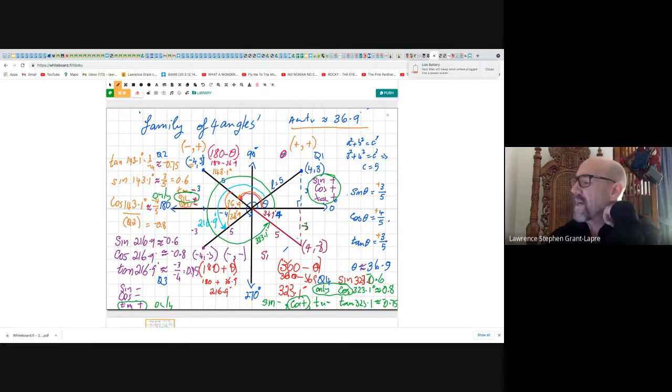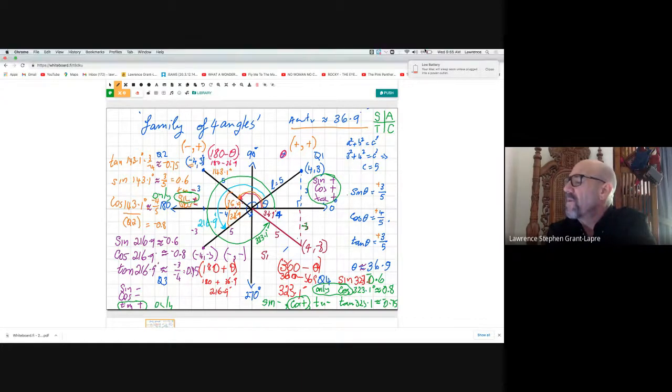So there's a little picture I'm going to put. They're all positive in quadrant 1. Only sine is positive in quadrant 2. Only tan is positive in quadrant 3. And only cos is positive in quadrant 4.